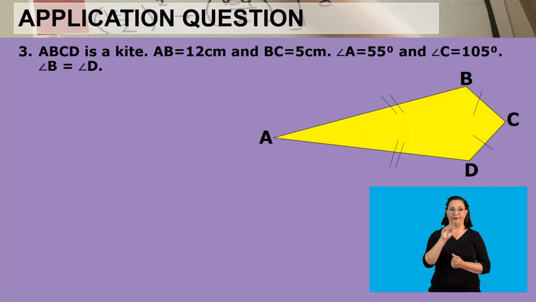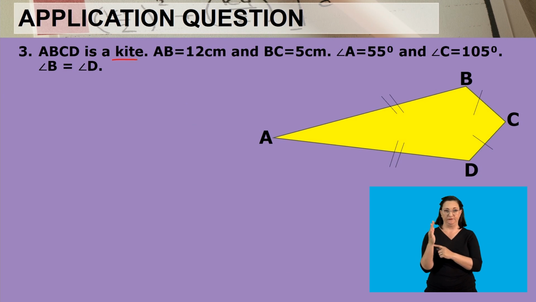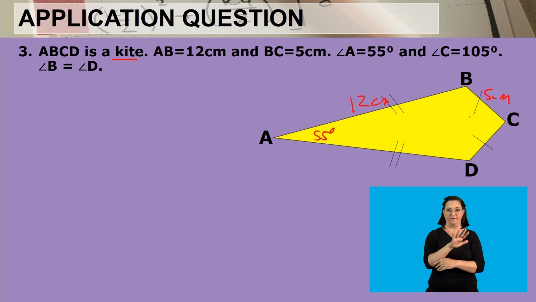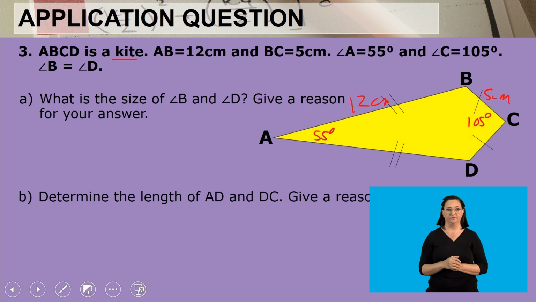ABCD is a kite. AB is 12 centimeters. BC is 5 centimeters. Angle A is 55 degrees and angle C is 105 degrees. Angle B and D are equal, all right? What are the questions? What is the size of angle B and D, and give reasons for your answer.